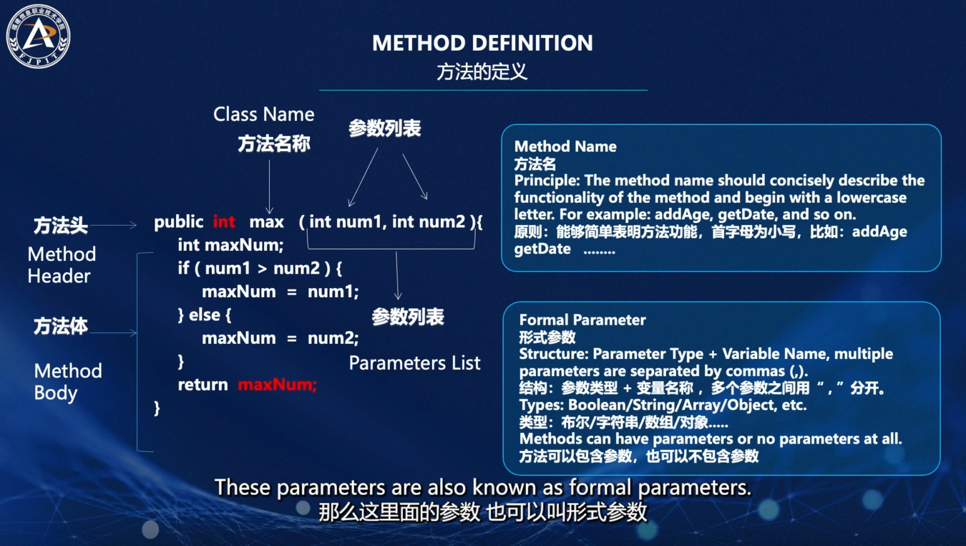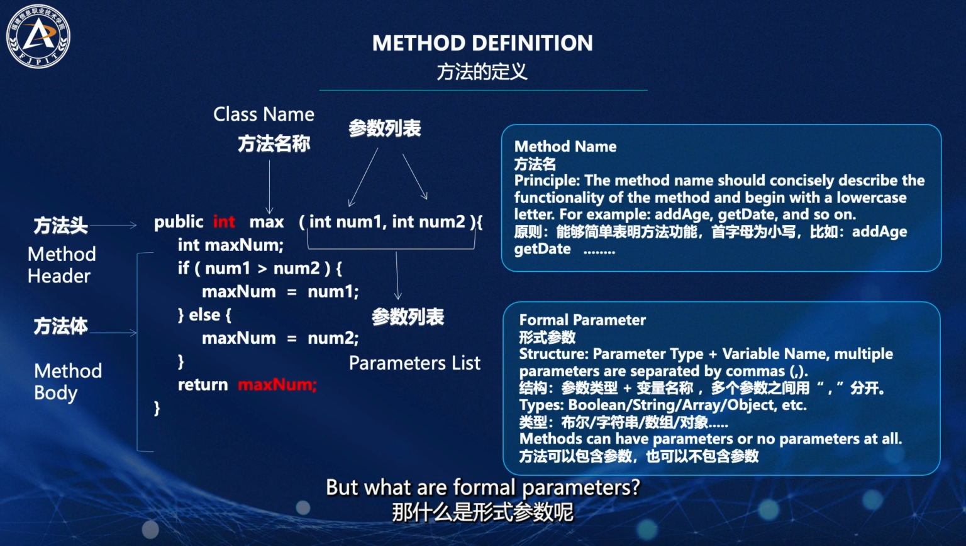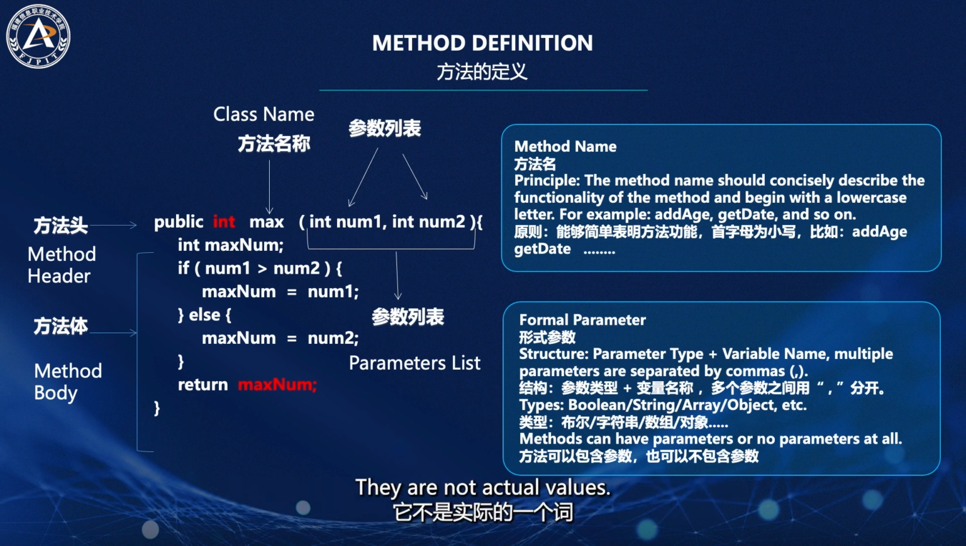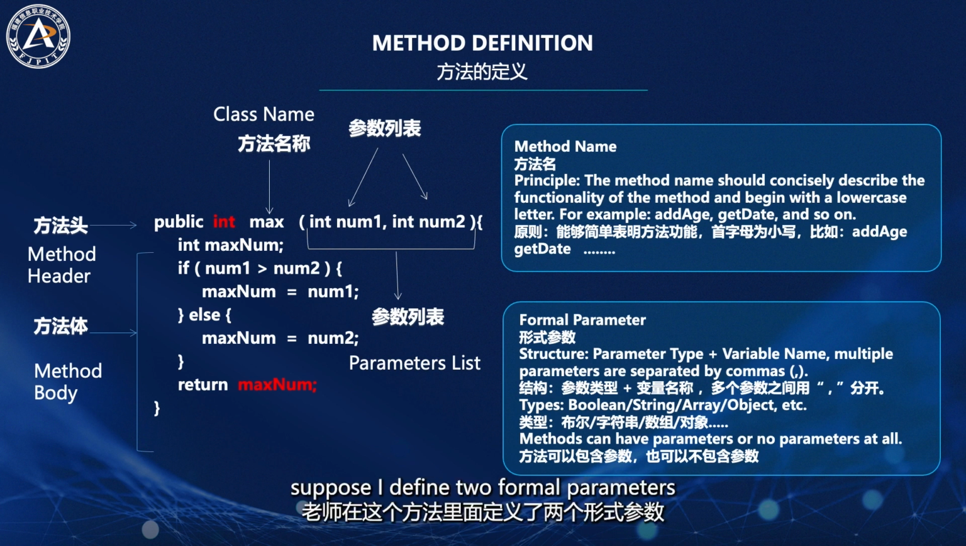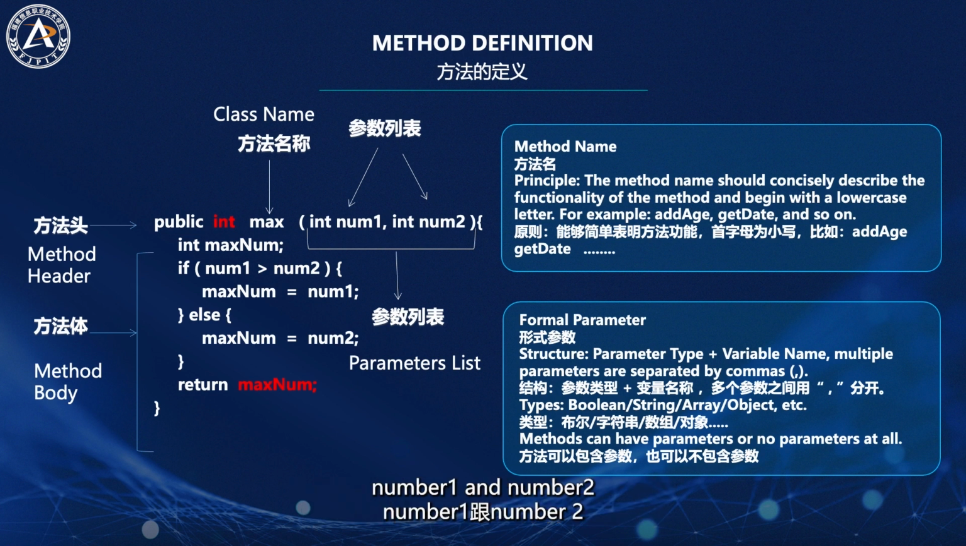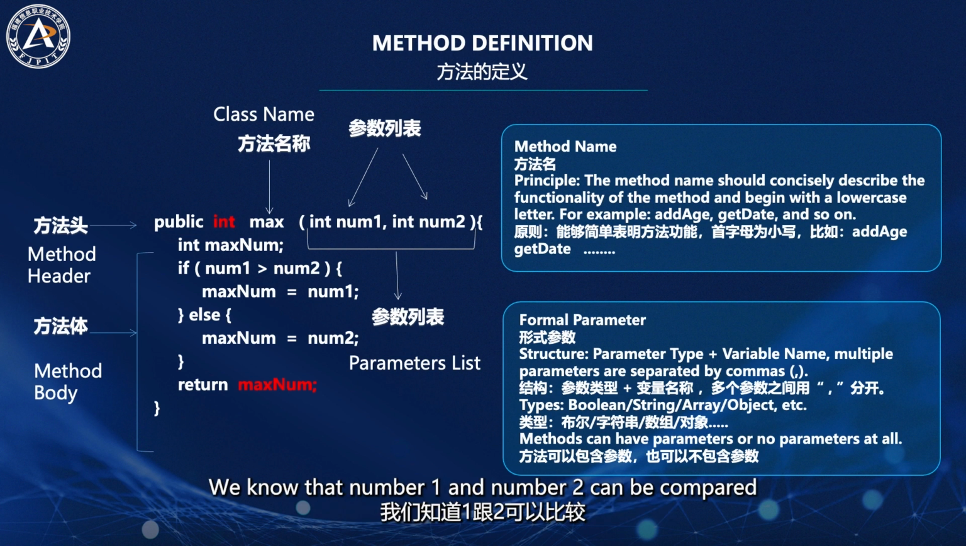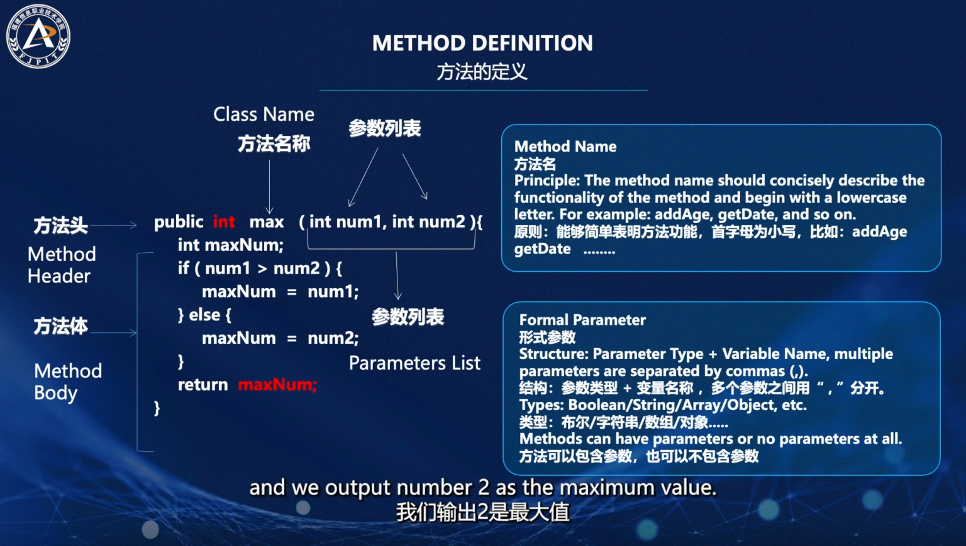These parameters are also known as formal parameters. But what are formal parameters? Formal parameters are only valid within the method. They are not actual values. For example, suppose I define two formal parameters, number1 and number2, inside a method, and then compare them to output the maximum value. We know that number1 and number2 can be compared, and we output the larger one as the maximum value.